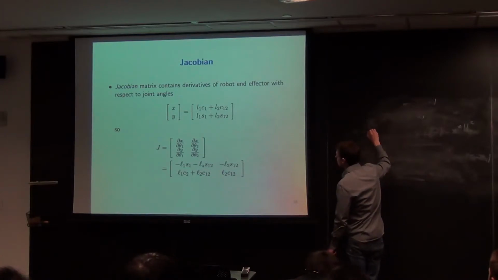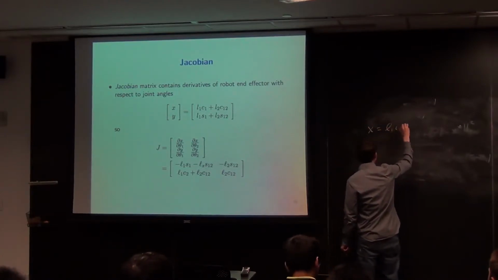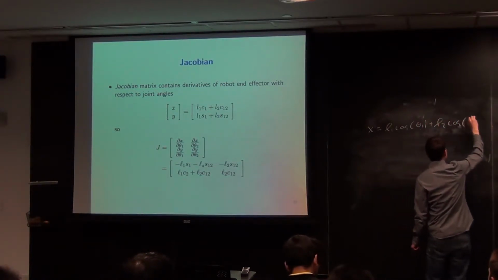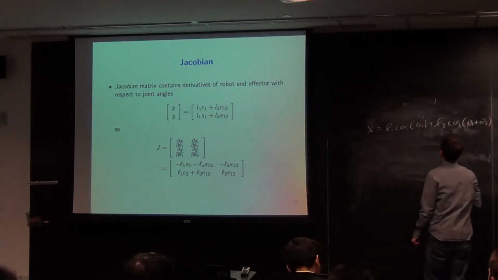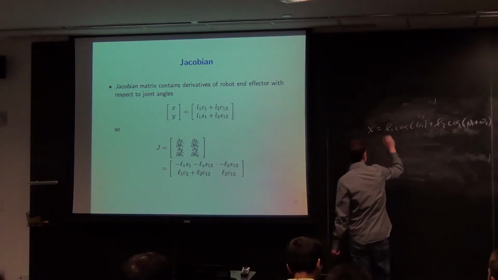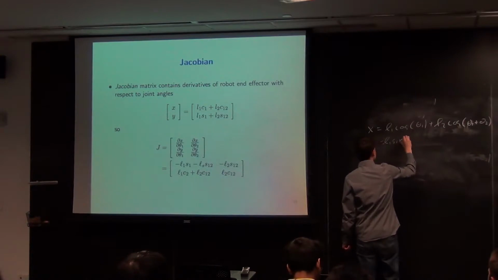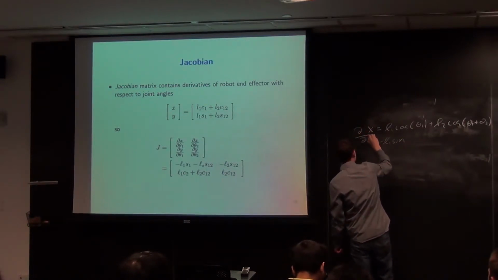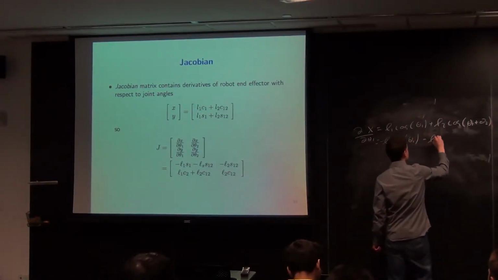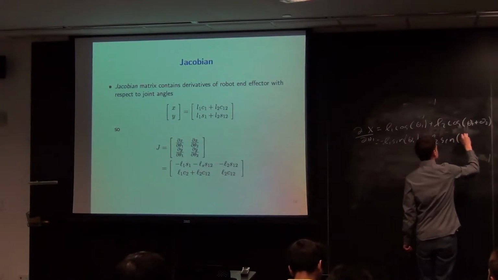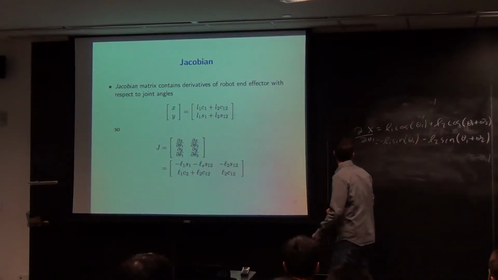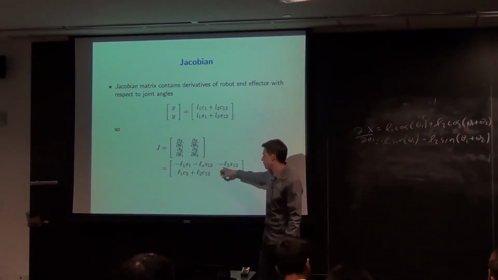So x, remember, equals L1 cosine theta 1 plus L2 cosine of theta 1 plus theta 2. Taking the derivative with respect to theta 1, this becomes a negative sign, so the derivative equals negative L1 times the sine of theta 1, minus L2 times the sine of theta 1 plus theta 2. And similarly for all these other terms.